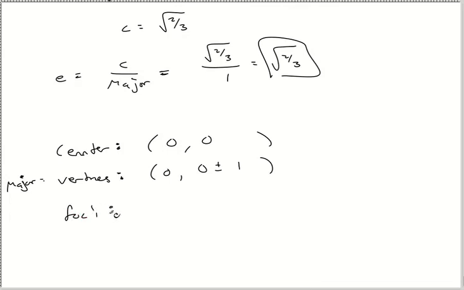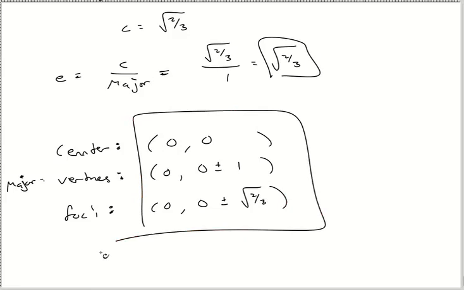Foci are the same thing. It's going to be for my y values, plus or minus c. My c turned out to be the square root of 2/3. And that's already most of your answers. That same format, 0, 0, 0, 0, 0, 0. This is a good method. This is a way to get things done quickly. Okay? We already got our E.